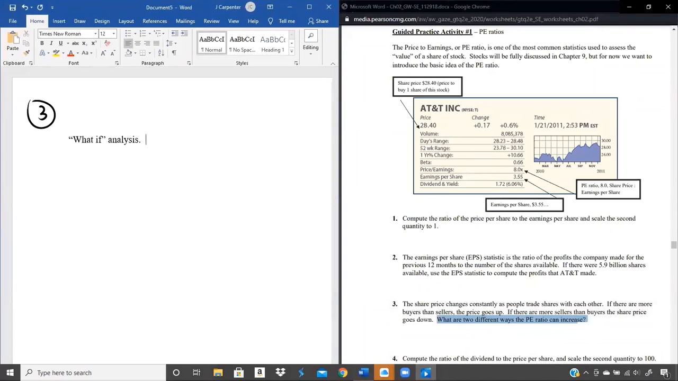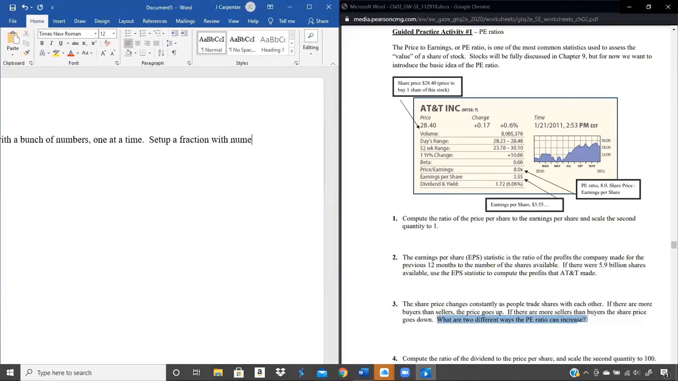It's the same idea as when we had that car loan, where you're looking at 5, 6, 7, 8, 9, 10% loans and taking that loan for 1, 2, 3, 4, 5, or 10 years or whatever that range was. If you do this, what happens? If you do that, what happens? So we're just going to play with a bunch of numbers at a time. For this particular problem, we are going to set up a fraction with numbers we choose.